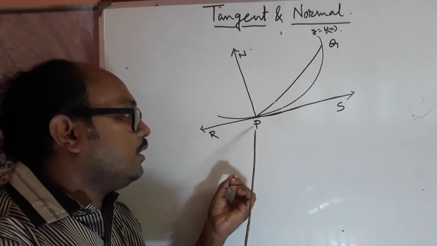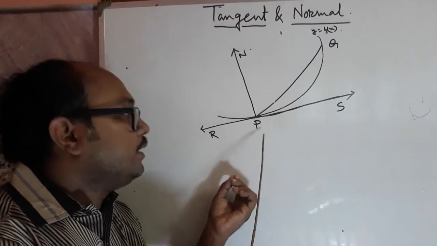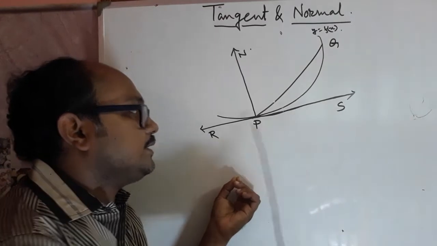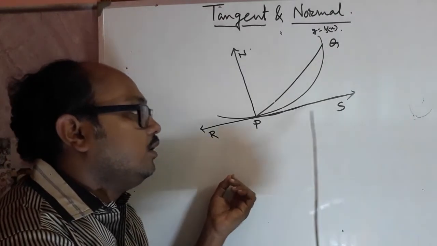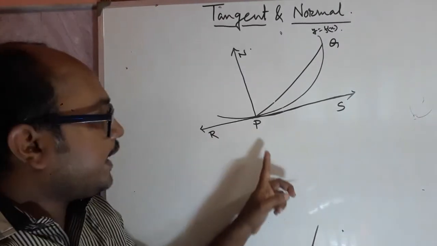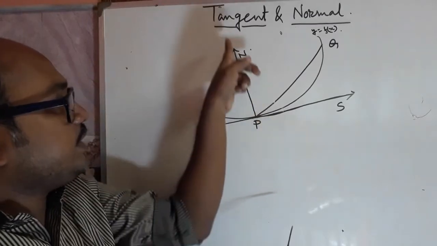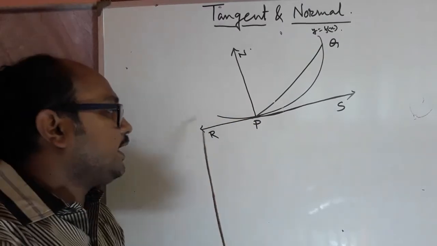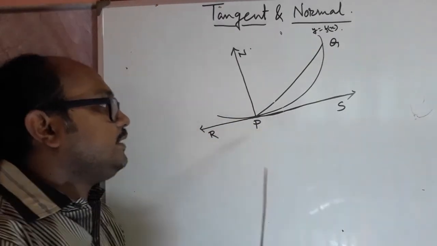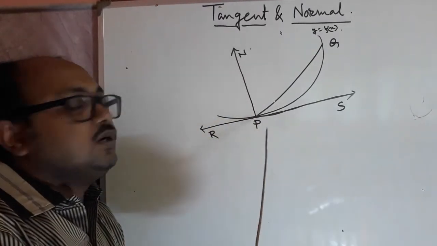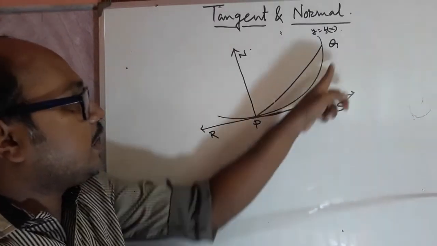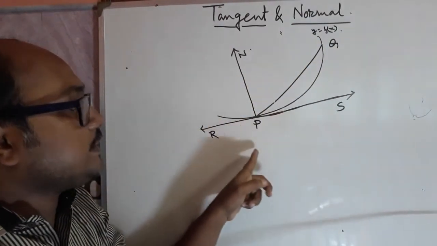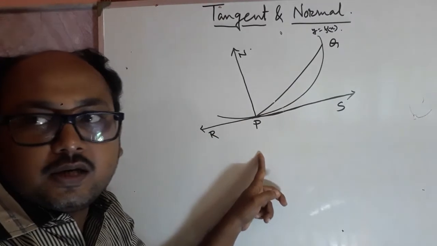That means at the point P, RS is the tangent, which touches the curve at the point P. And on that point P, the perpendicular to RS, that is the perpendicular to the tangent at the point of contact, this PN, is known as the normal. So here RS is the tangent and PN is the normal on this curve y is equal to f of x at the point of contact P.